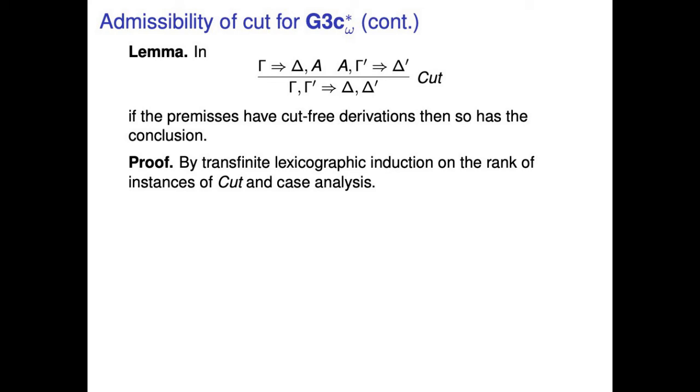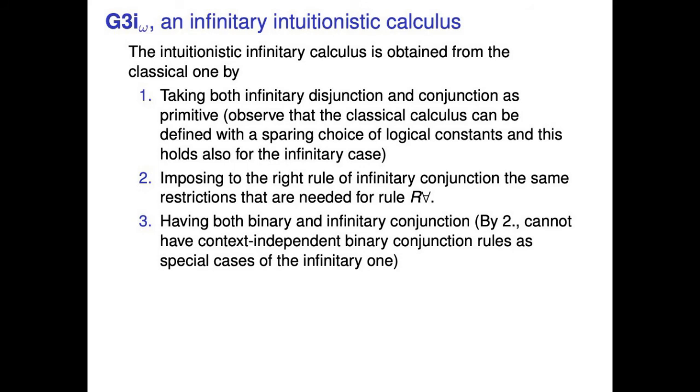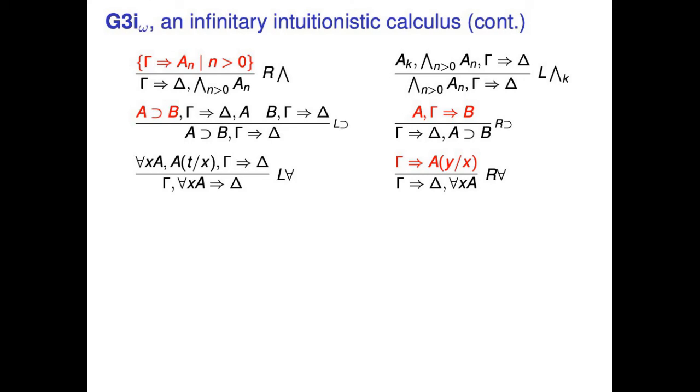Now, the infinitary intuitionistic calculus, as I said, needs to have both infinite disjunction and conjunction as primitive, because the duality no longer holds. And we also have the right rule of infinite conjunction, which has the same restriction as the rule of right universal. And this is the calculus, the intuitionistic calculus.